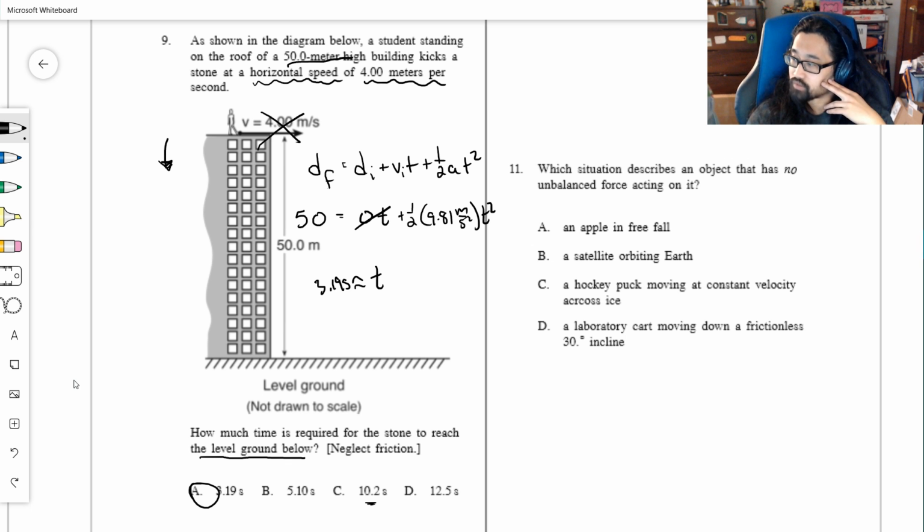Right. I'll answer this one because it's right here. No unbalanced forces means equilibrium. That's choice C. Constant velocity.